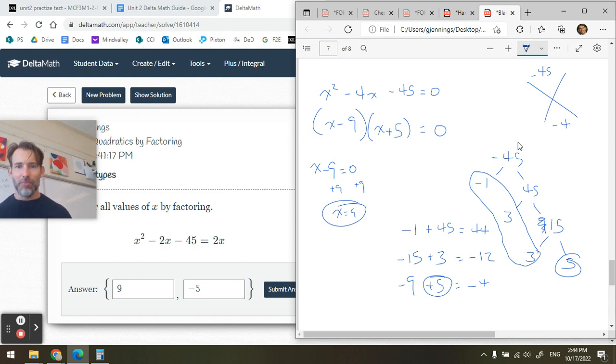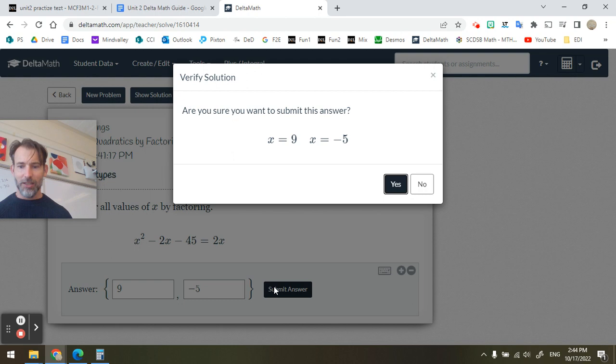Plus 5. So maybe x plus 5 is 0. If x plus 5 equals 0, then let's subtract 5 from both sides. X equals negative 5. All right, so there we go. Submit that answer.